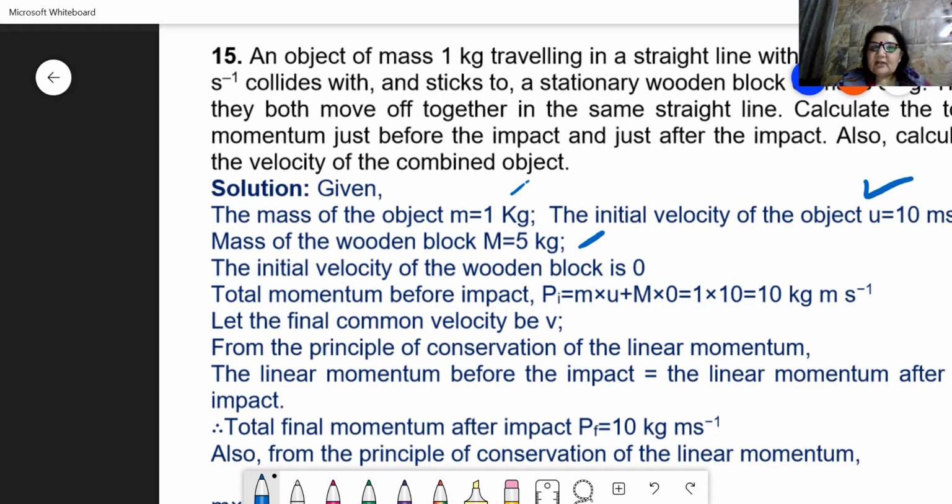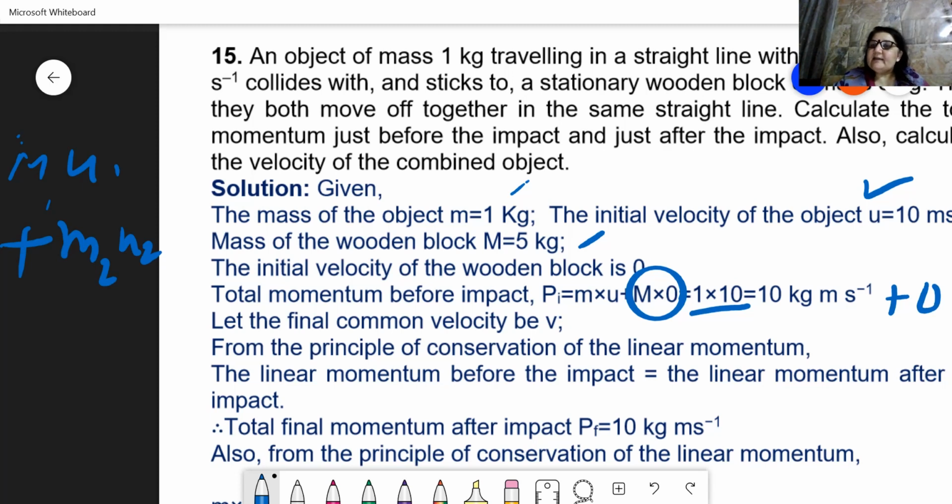That means total momentum before the impact, that means before the collision, is m1 u1 plus m2 u2. So what we have done here, we have taken m into u for the first body, capital M for the wooden block, and multiplied by 0. Here m into u is 1 into 10, but if you look at this part, this becomes 0. That means 10 kilogram meter per second plus 0 is your initial momentum. Because you have two bodies.